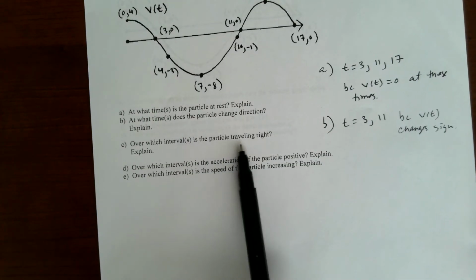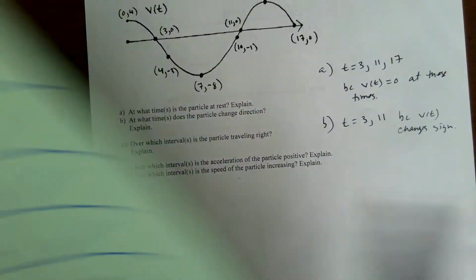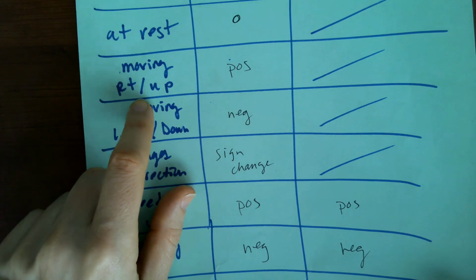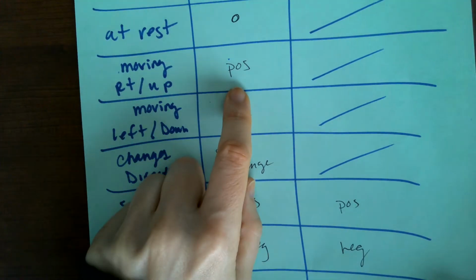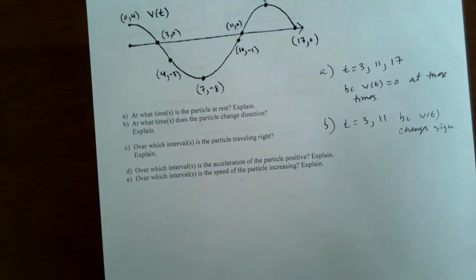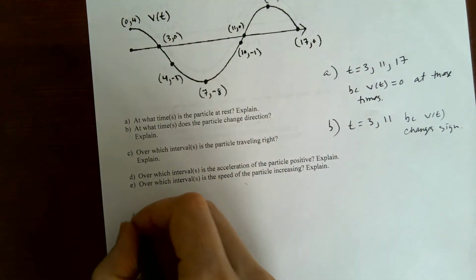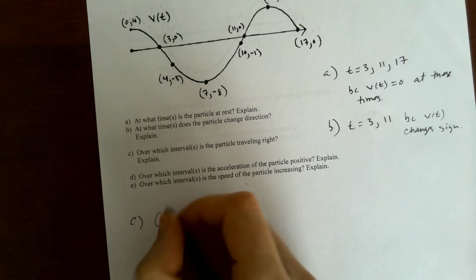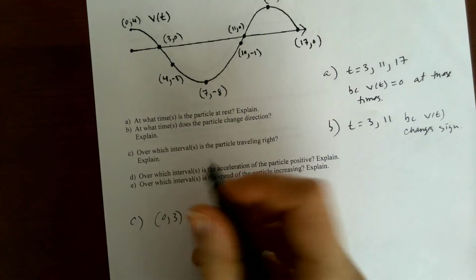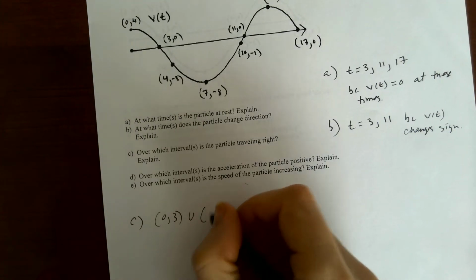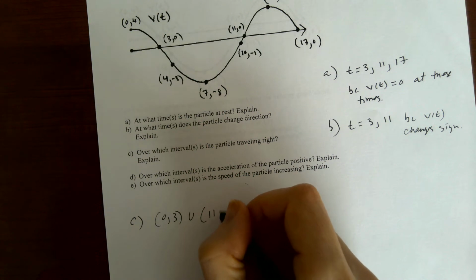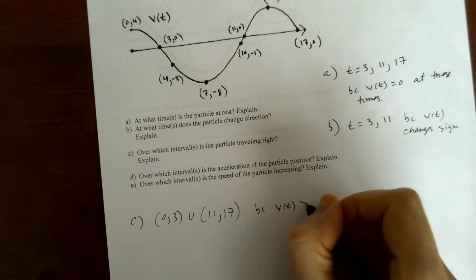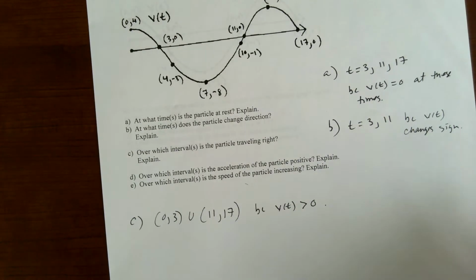So, part C. Over which intervals is the particle traveling right? Explain. All right, so moving right or up, because we could be thinking of traveling along the y-axis. So velocity's got to be positive. So this is part C. I'll move over here. So from 0 to 3, we're looking for where the graph is above the x-axis, and then from 11 to 17, because v of t is positive, or greater than 0.